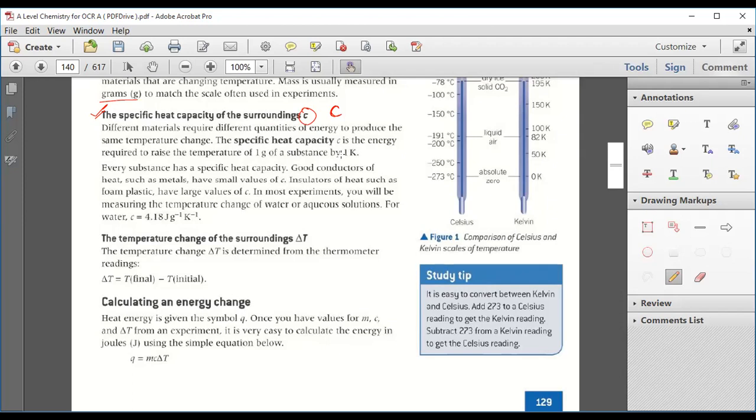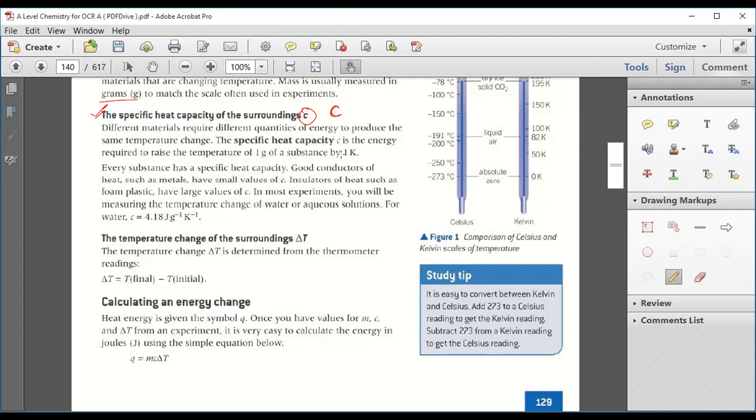Now suppose you have a block of iron of 1 gram at a certain temperature. If you want to increase the temperature by 1 degree, you need a certain amount of energy. That energy is known as specific heat capacity. Clear? Every substance has a specific heat capacity.